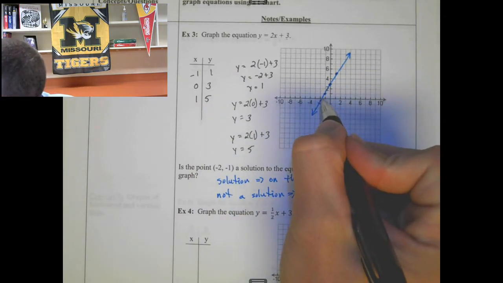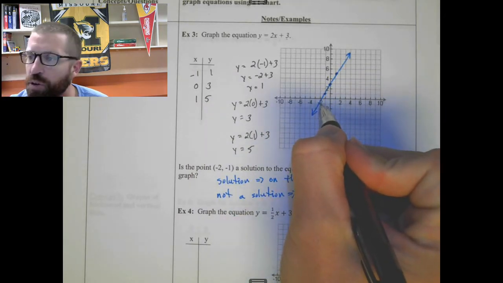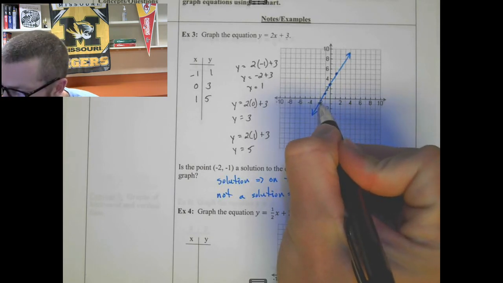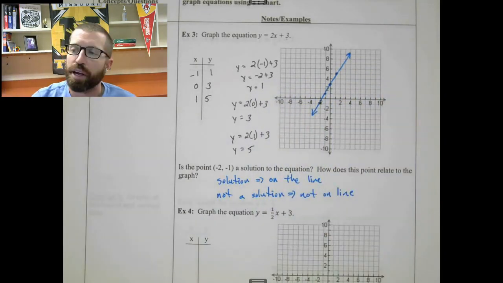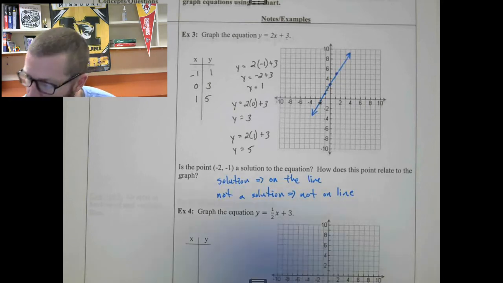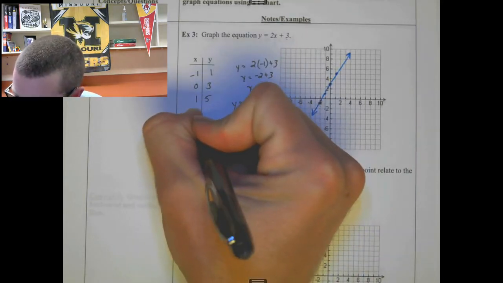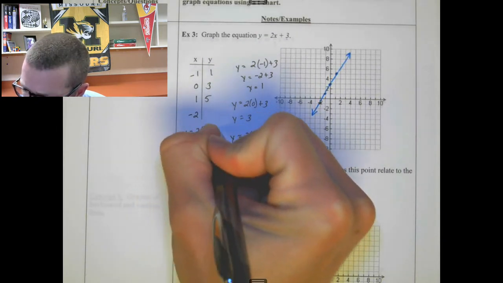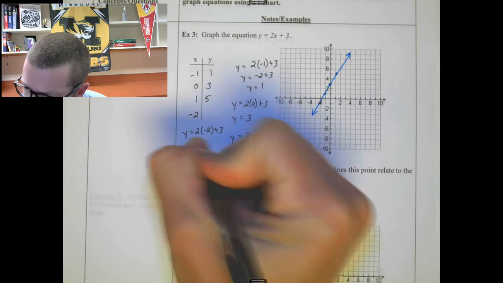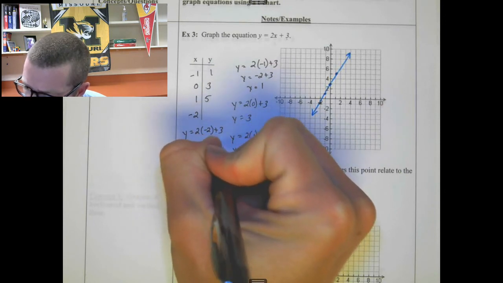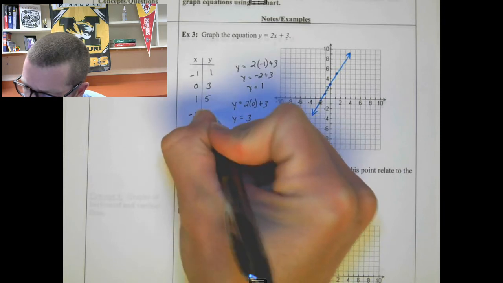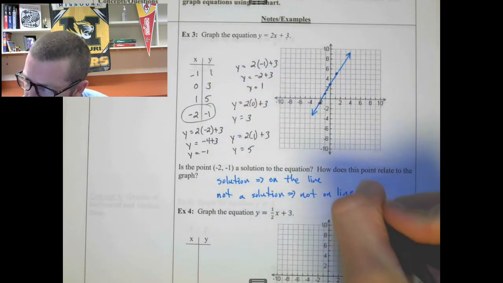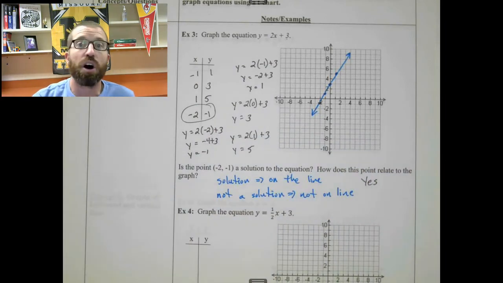You might be able to tell. So -2, -1, that looks like it's pretty close, right? So here's the point in question. It looks like it's probably on the line. And if your line was drawn perfectly straight, that might be enough to convince you. But to really be sure, you probably want to plug in the point. Let's just add it to this table. What if I plugged in -2? So y is equal to 2 times -2 plus 3. And sure enough, I get -4 plus 3, which is -1. So yes, it is a solution because it is on the line.